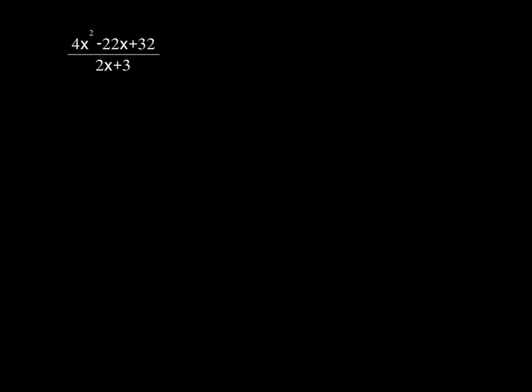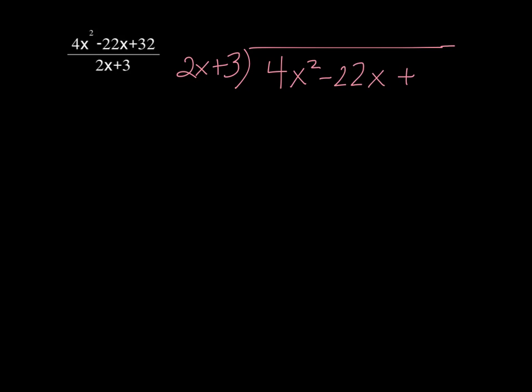For this next example, we're going to divide 4x squared minus 22x plus 32 by the quantity 2x plus 3. So when we set up our division, we're going to put the 2x plus 3, the denominator, on the outside, and our numerator, 4x squared minus 22x plus 32, underneath our division symbol. We're going to do the exact same thing, but just one piece at a time.